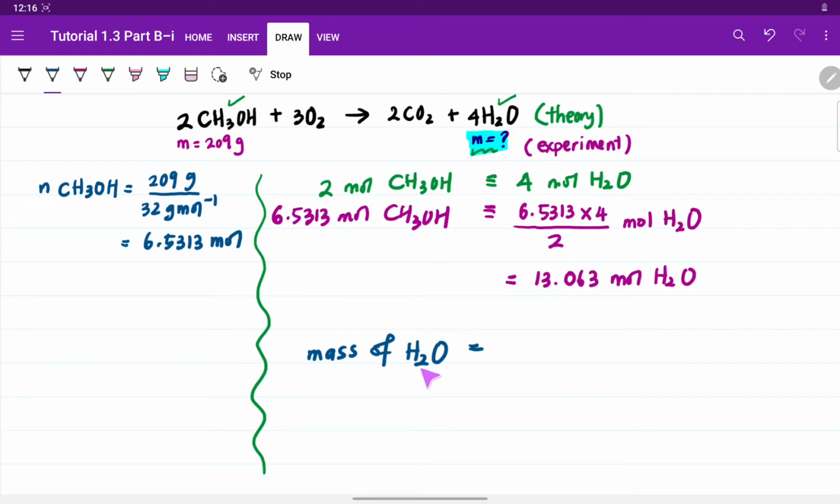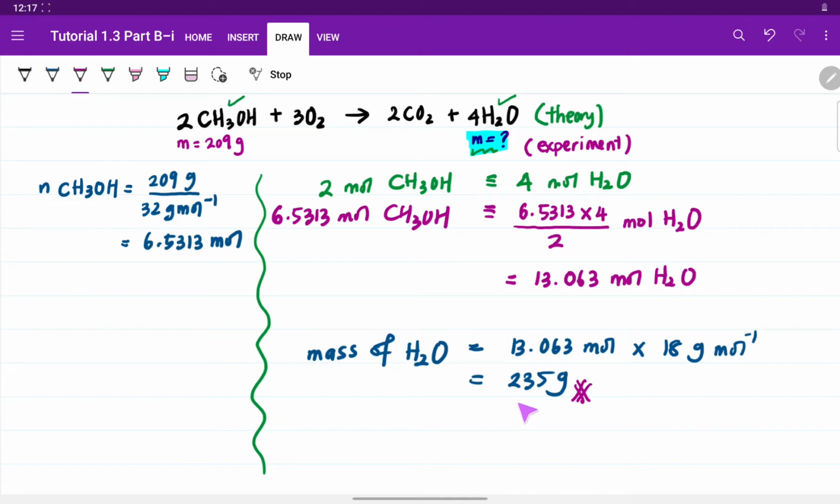Jadi awak tulislah lagi satu equation dekat bawah ni. Mass of H2O, make sure label. Ingat label, label, label. Label is very important, sebab ada calculation, tak ada label, pemeriksa tak tahu untuk apa, dia pangkah. Okay, jadi masukkan awak punya number of mole, 13.063 mole, and then times by the molar mass of water, which is 18 gram per mole. Okay, and then you will get the answer as 235 gram. So this will be your final answer. Ini yang soalan minta tadi, berapa mass of water.